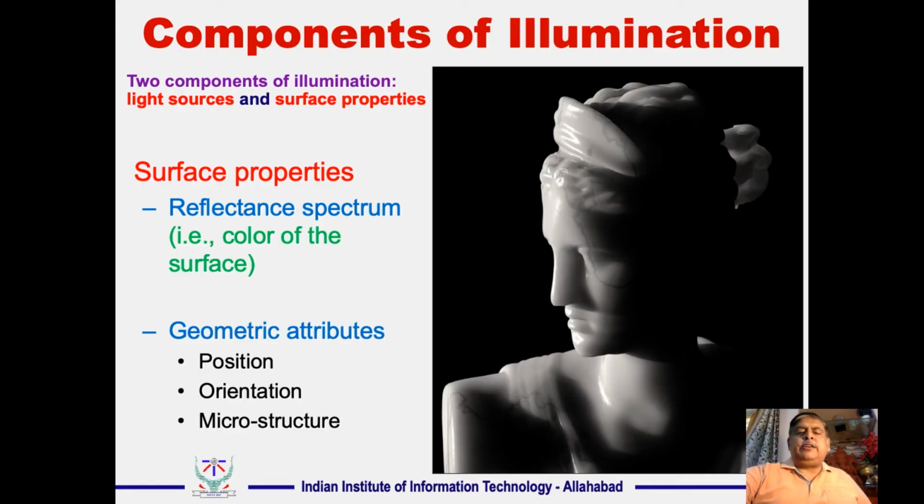The geometric attributes, position, orientation, and microstructures, are also important related to the surface properties, because it depends on how the light is incident on the object. Depending on the incident beam, the angle to the normal to the surface at which the light is reflecting, you have different properties or attenuation which takes place.